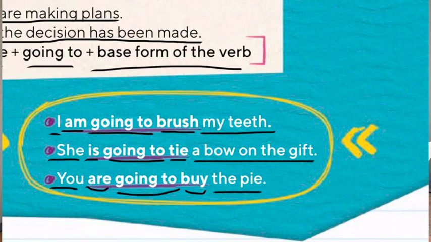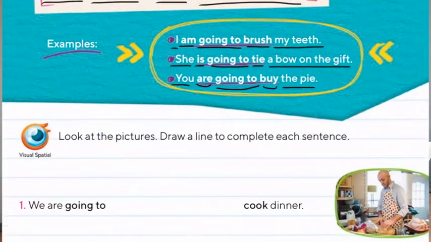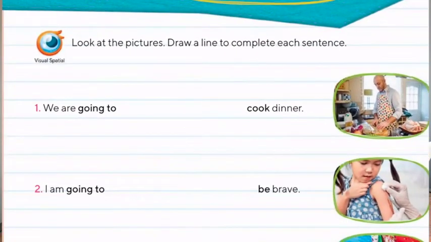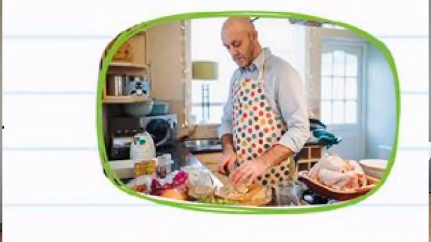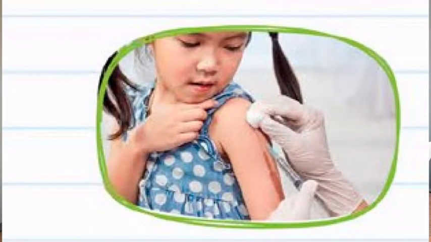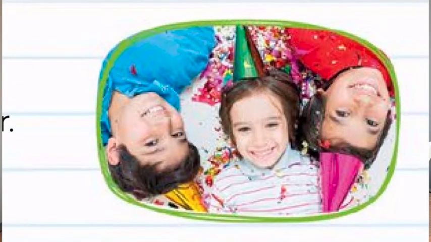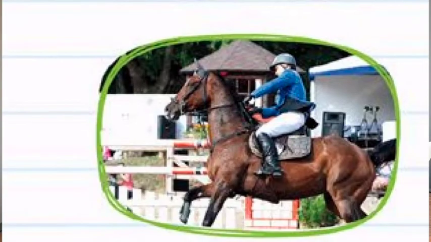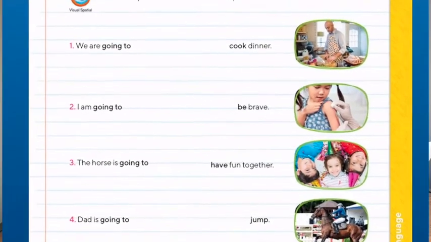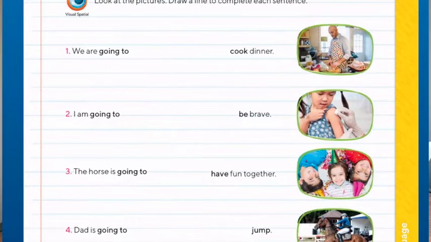Alright, let's continue with the activity. Look at the picture, draw a line to complete each sentence. Alright, let's check first the pictures. Here we have a man that is making dinner or something. Here we have a girl who is about to get a shot by a doctor, I assume. Here we have kids at a party. Excellent. And here we have a girl, I think, riding a horse. Good. Okay. So we're going to draw a line to complete each sentence.